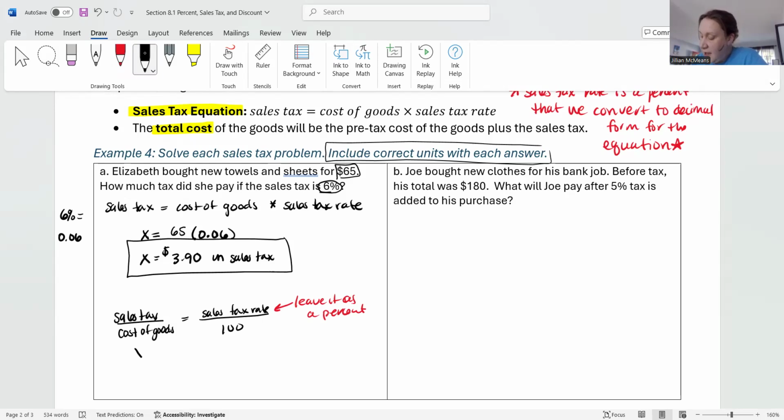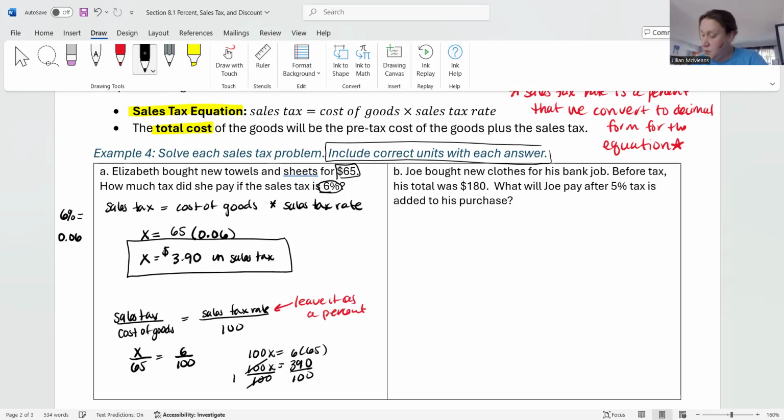So we would say x over 65 equals 6 over 100, okay? So remember, we leave the sales tax rate as a percent when we're dealing with the proportion. We cross multiply, so I would get 100x equals 6 times 65. So let's see what 6 times 65 is, 390. Divide both sides by 100.